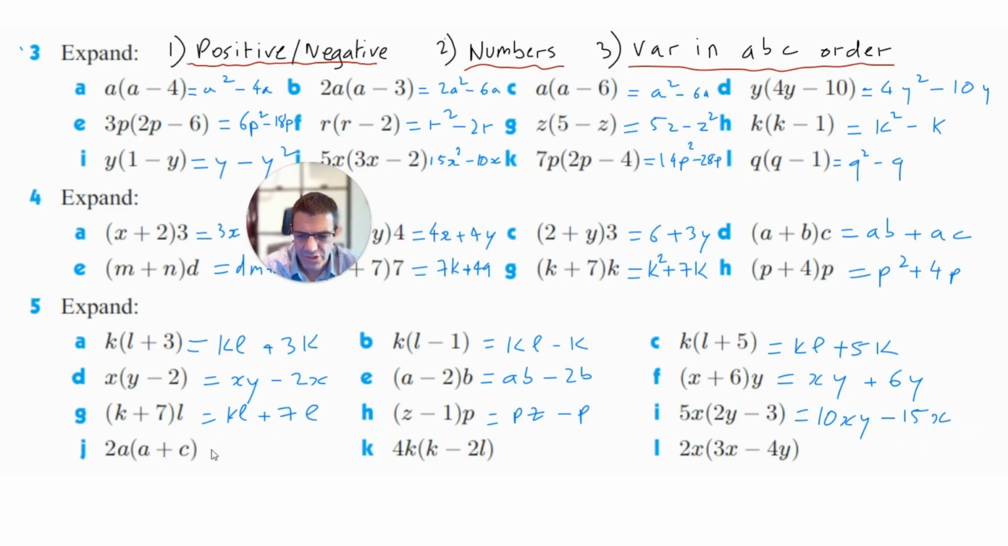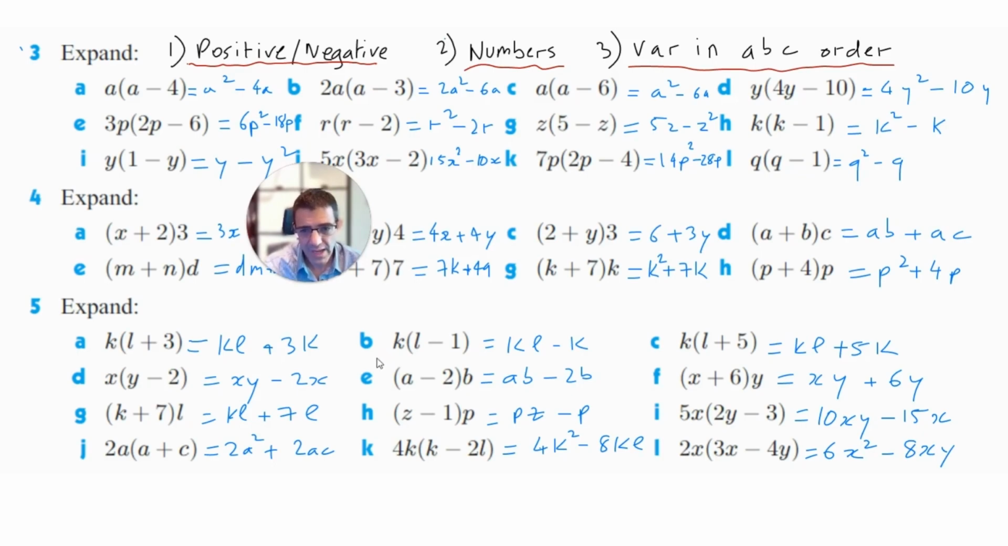And then for my last 3 questions, 2a times a is 2a squared, and then plus 2ac's. And then for this one, I can say 4k, you guessed it, squared, right? If you've done that right, then you've really understood the whole worksheet. Minus 8kl. And then for this very last one here, 2 times 3 is 6, and then x times x is x squared. So as long as you follow the recipe, you're not going to make any errors. Minus 8xy, and we are done.